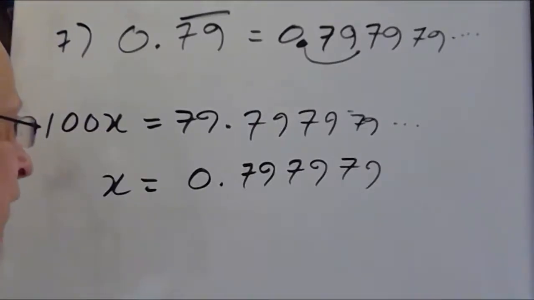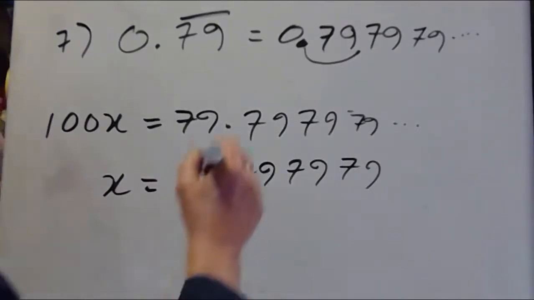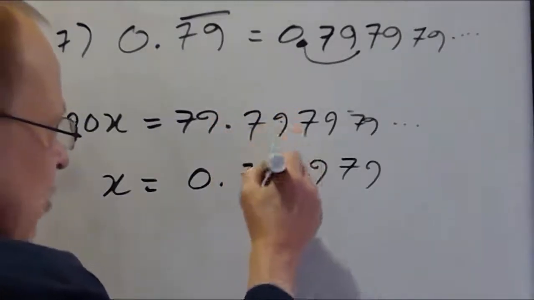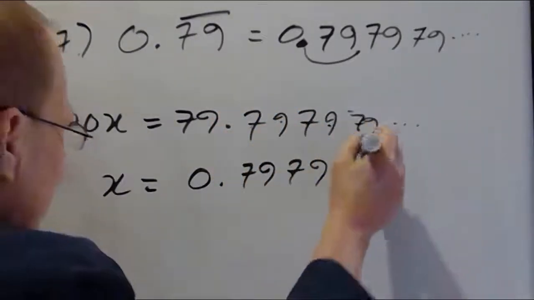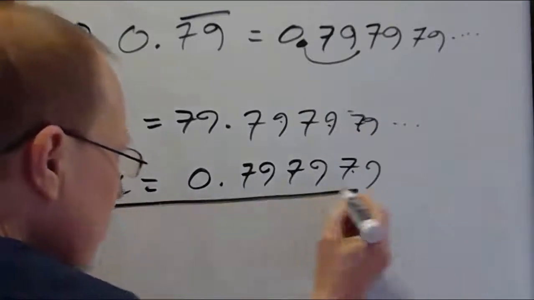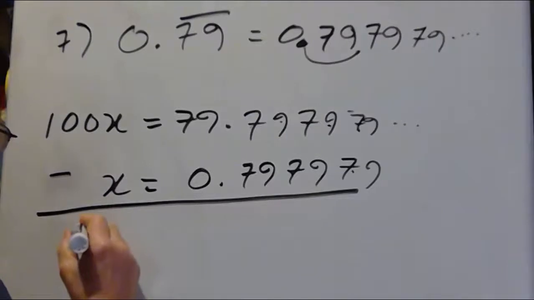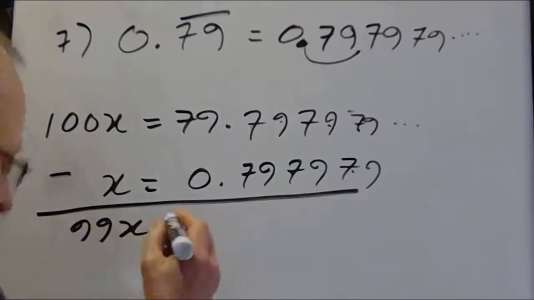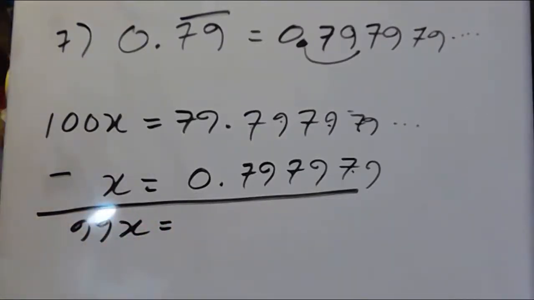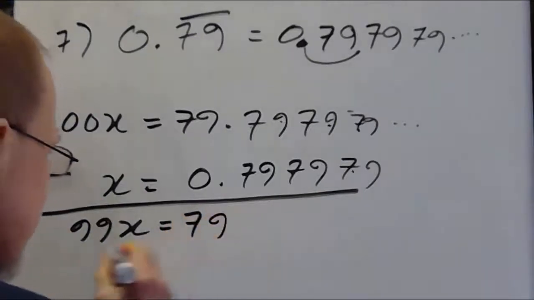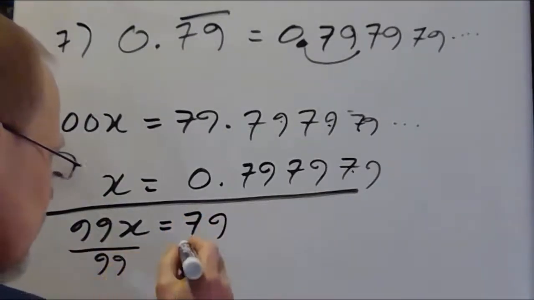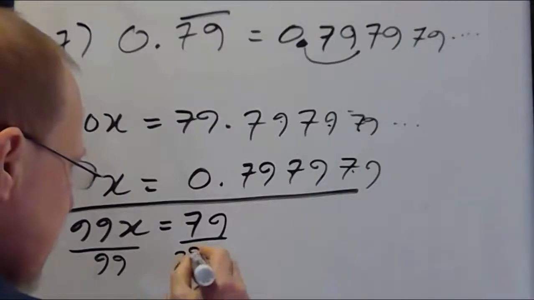You don't want to have one that says 797979 and the other one that says 979797. It will not work. You want to make sure this and this are exactly the same. And then you subtract off. So then you subtract, and you end up with 99x is equal to 79, and then you divide as usual to solve for x.